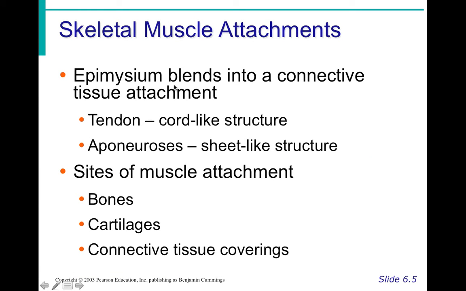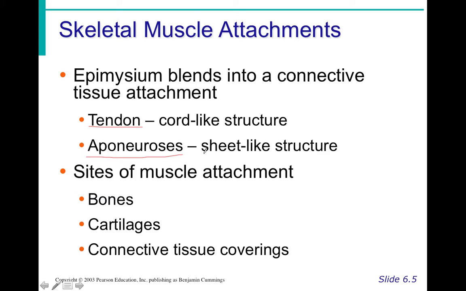So the epimysium is going to kind of blend right into a tendon. That's the most common connective tissue attachment, is the tendon. And the tendon, of course, is this thick, strong connective tissue that attaches to bone. But there is another option, and it's not super common, but there's something called an aponeurosis. And an aponeurosis is basically like a thin tendon that is spread out really wide like a sheet.